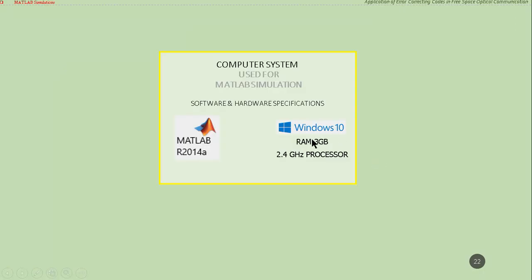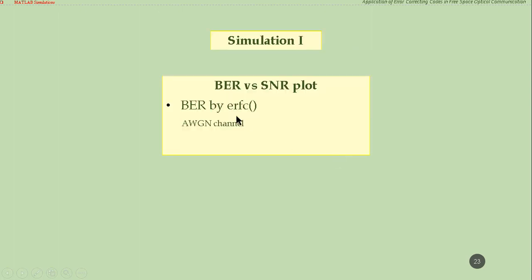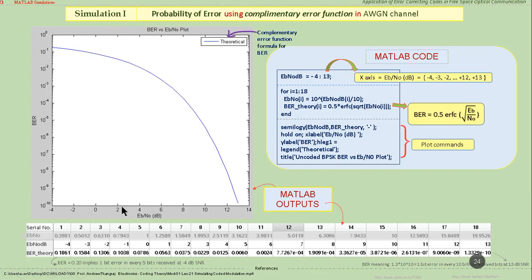We start with the MATLAB simulations on a very low-end PC, and the first simulation is finding the probability of error using a complementary error function which has independent variable SNR. If we keep increasing SNR, the errors will fall. This is what this graph is showing. When the SNR is minus 4 decibel, there is one error in every 10 bits. When SNR increases, errors reduce. So if you send a billion bits at 11 dB, you will expect only one error to happen.